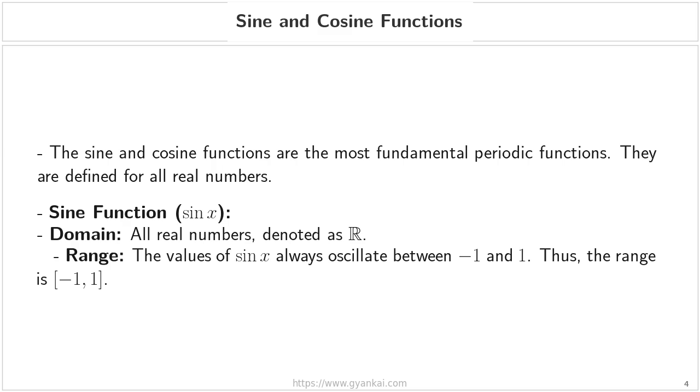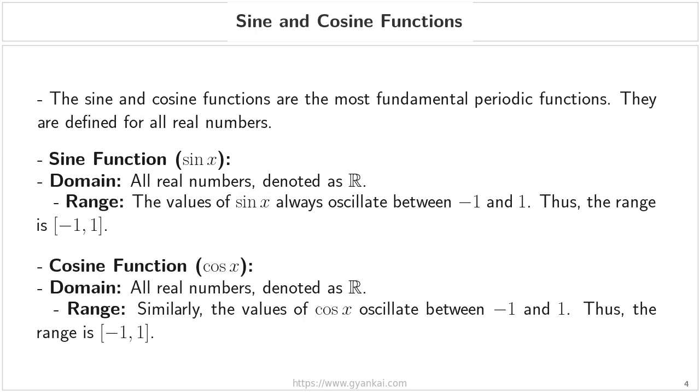When we talk about its domain, we mean the possible input values. Since you can plug any angle into the sine function, the domain is the set of all real numbers. However, the output is different. The values of sine of x always oscillate or swing back and forth between -1 and +1. Therefore, the range is the closed interval from -1 to +1.